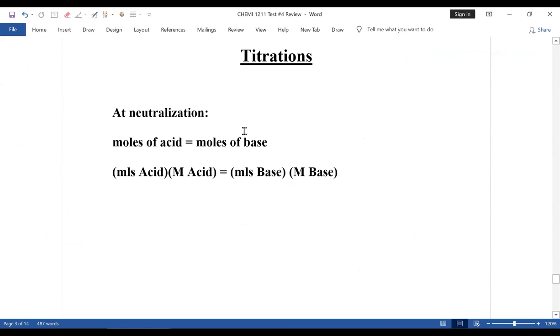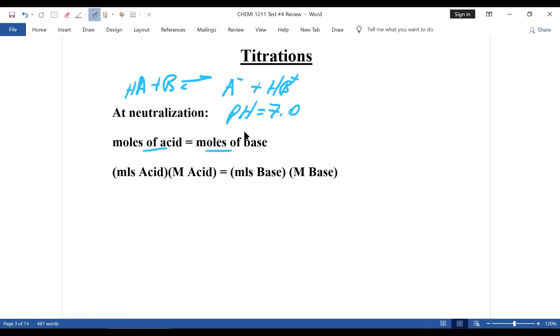Now, the last thing I'd like to talk about is titrations. And titrations are where you react an acid and a base. Usually a strong base, so the equilibrium goes mainly to the right, and you get a salt. And what happens is you start out with one of these, and at neutralization, which for most titrations is pH equals 7.0, or 7 neutral, at that point, moles of acid equals moles of base.